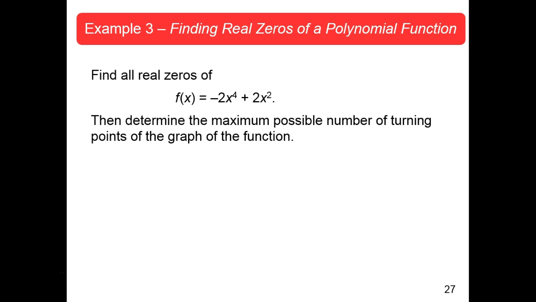Then we were ready to move into example 3, but we ran out of time. So how would you recommend that we find all the real zeros of this function? F of x equal negative 2x to the 4th plus 2x squared. Okay? And once we've done that, then determine the maximum number of turning points of the graph of the function.